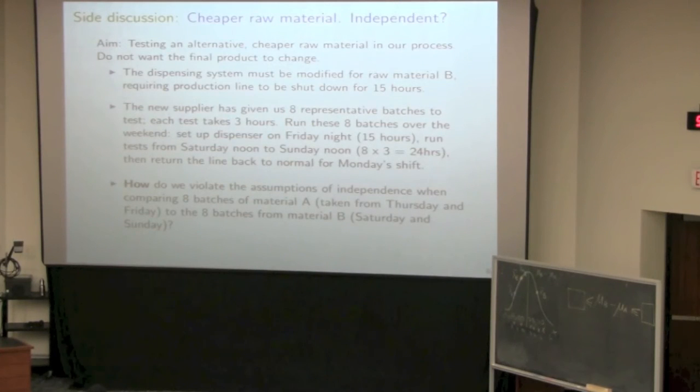After setting up the process on Friday and get ready for Saturday, run 24 hours. Right there, you can already see that those 8 batches of B that you're running over the weekend are not independent. They're not independent because of which reasons?